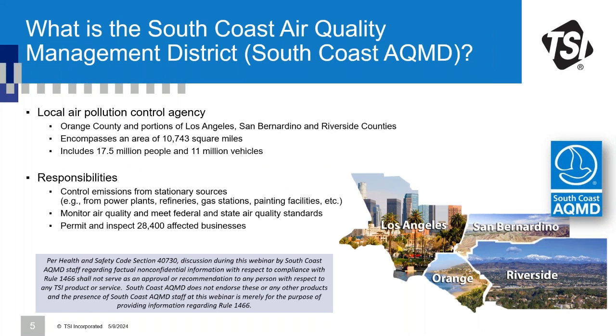So let's get started here talking a little bit about South Coast Air Quality Management District. I know it's a mouthful, so they actually allow you to just call them South Coast or South Coast AQMD. But this is the local pollution control agency, and it's based in California in LA County, and it covers a large region here: Orange County, portions of LA, San Bernardino, and Riverside County, encompassing over 10,000 square miles with 17 million people, 11 million vehicles in its footprint. So very large area. I would say it's one of the biggest districts, definitely the biggest district in California, but probably one of the biggest in the whole country, if not the whole world.